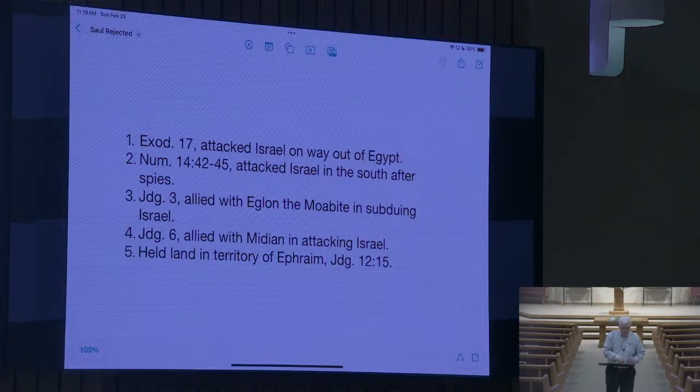So, back to 1 Samuel chapter 15. Samuel says to Saul, "The Lord sent me to anoint you king over his people. Now therefore listen to the words of the Lord. I have noted what Amalek did to Israel in opposing them on the way that they came up out of Egypt. Now go and strike Amalek and devote to destruction all that they have. Do not spare them, but kill both man and woman, child and infant, ox and sheep, camel and donkey."